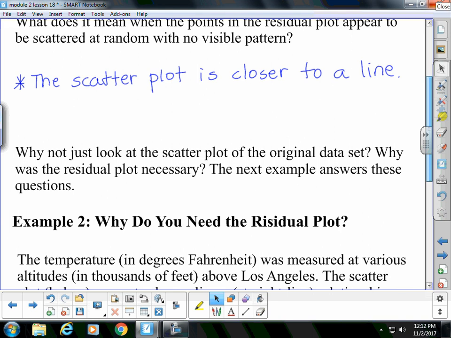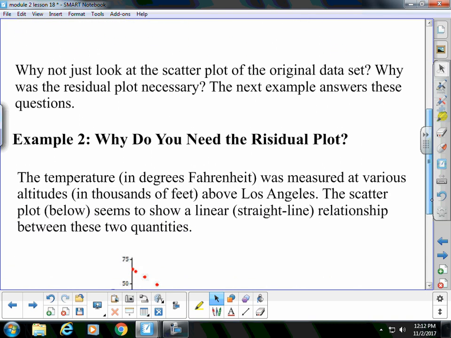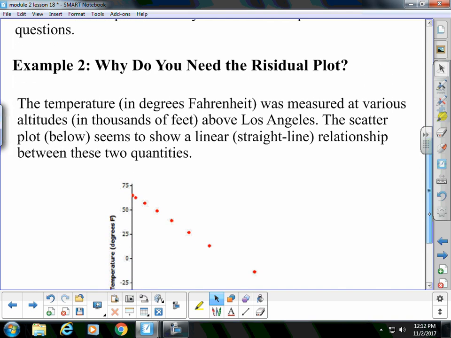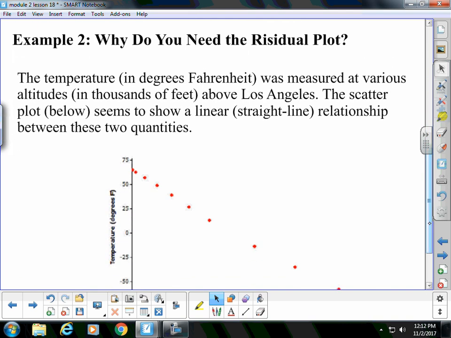Okay. Why not just look at the scatter plot of the original data? Why is the residual plot necessary? The next example is going to actually answer these questions. And I'll just give you a hint. It's because sometimes you can be fooled. So why do we need the residual plot? That's what our next example is going to show us.